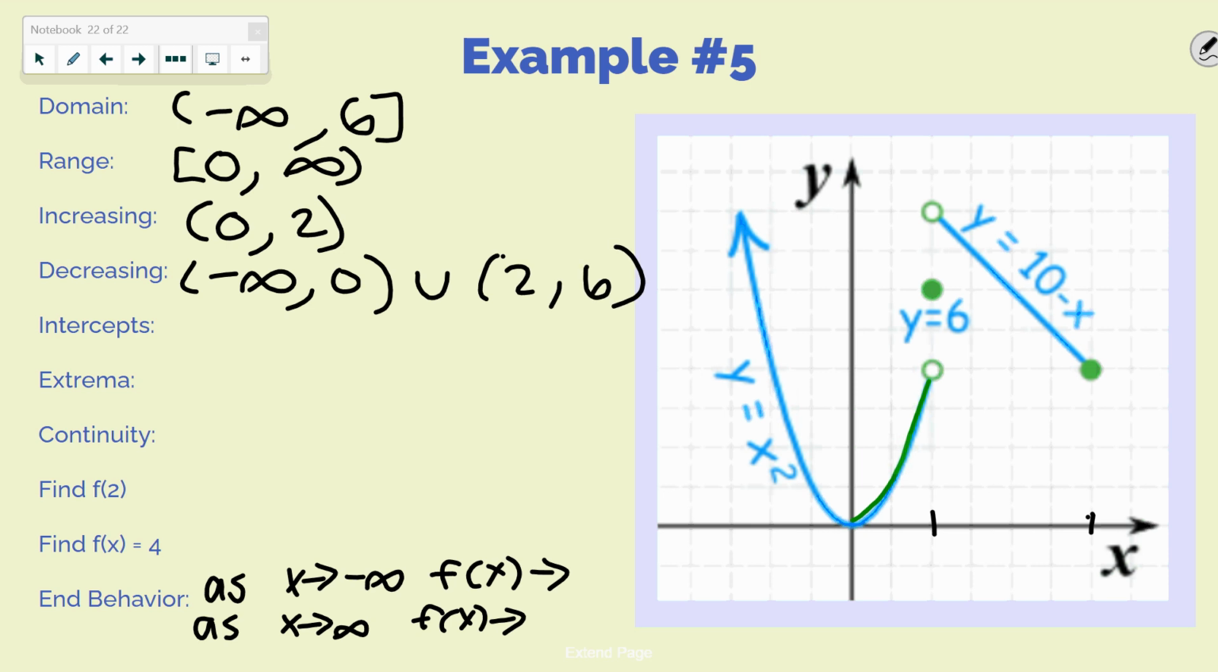What do we think? Do we have any intercepts? 0, 0. Do we have any extrema? Oh, there's 0, 0. How would you describe 0, 0? As an absolute minimum. Absolute minimum.